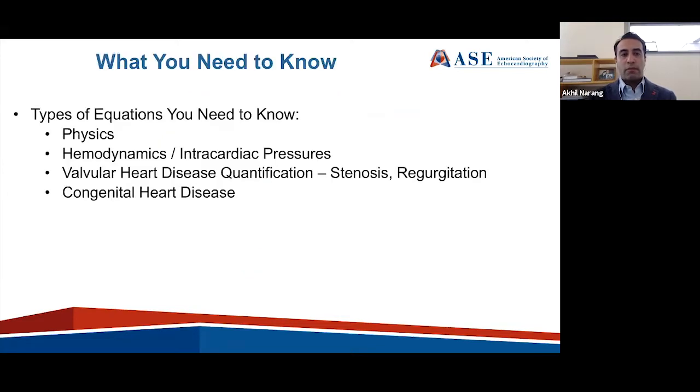As we talked about previously, the general topics of the formulas that you need to know include physics and hemodynamics, including intracardiac pressures. That was the focus of the first lecture. And in this particular lecture, we'll talk a little bit more about valvular heart disease quantification, particularly stenosis, regurgitation, and congenital heart disease.